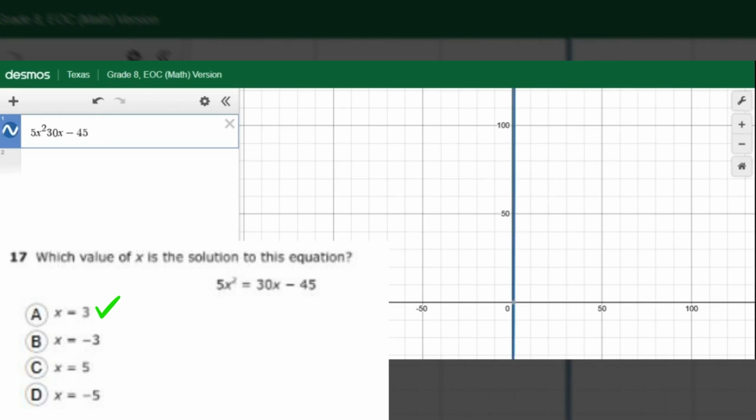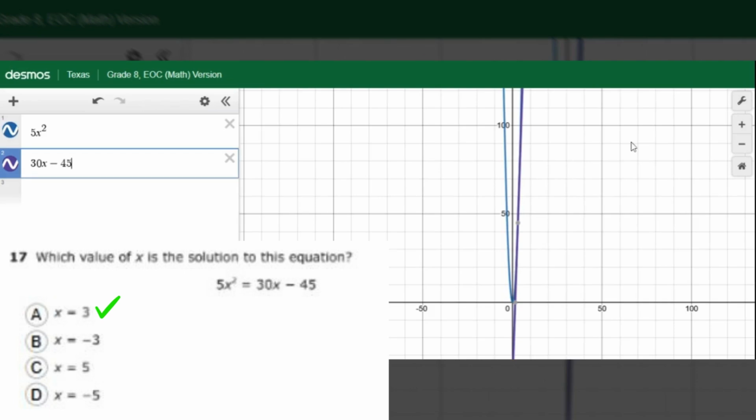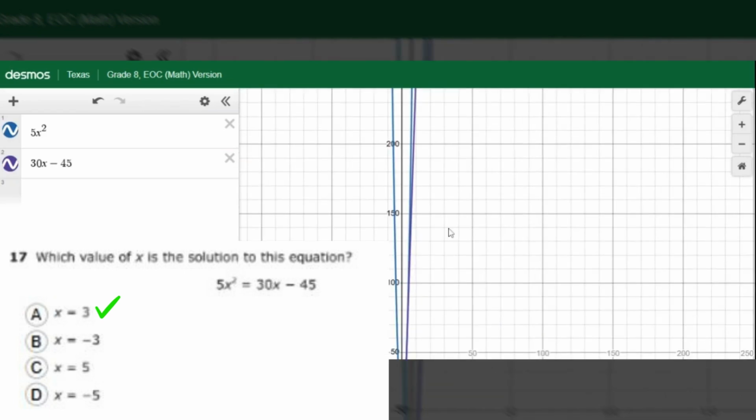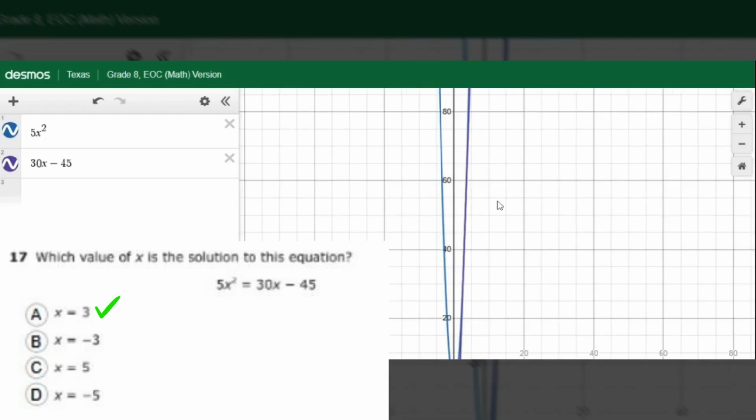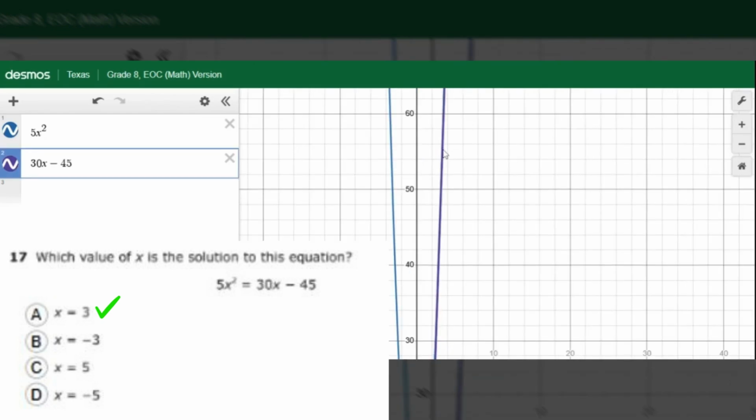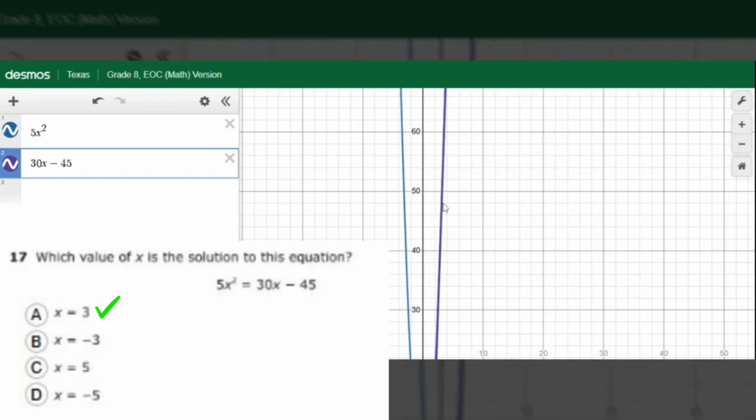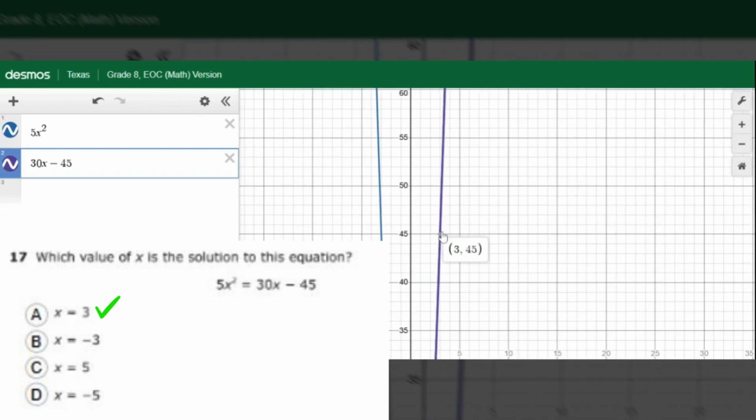The other way is to split the equation into two, the first equation and the second equation, and then look for the intersection. Look for that dot in there. It's not there, somewhere here. There you go. That's a dot. Okay. The answer is x equals 3.